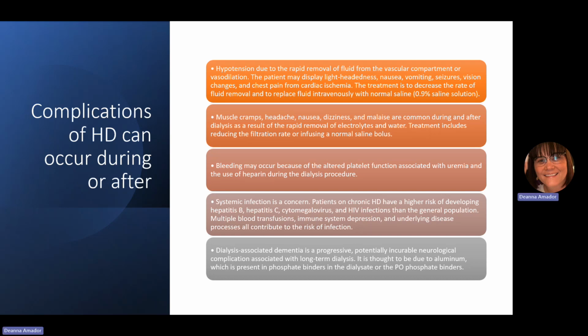Okay, some complications that can occur because of hemodialysis, and this can happen during or even after hemodialysis. So hypotension. Hypotension's big. This can happen because of the rapid removal of fluid, or because of vasodilation. So a lot of times patients can display lightheadedness, nausea, vomiting. They can have seizures, vision changes. They could have chest pain because of this.